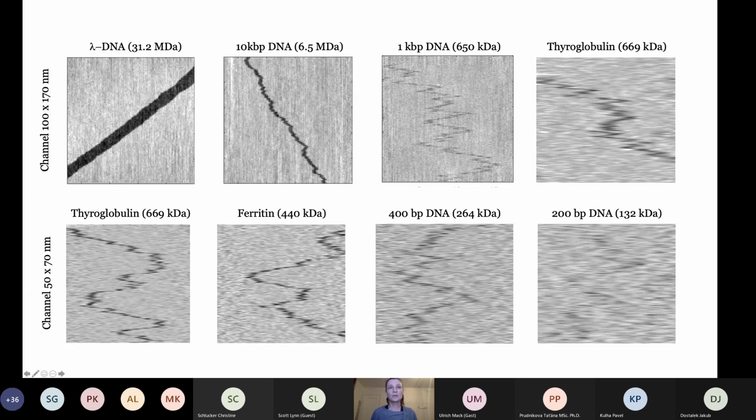So we succeeded to image molecules ranging from tens of megadaltons to molecules that are smaller, like this 100 kilodalton DNA. We can go down to 100 kilodaltons, let's say.